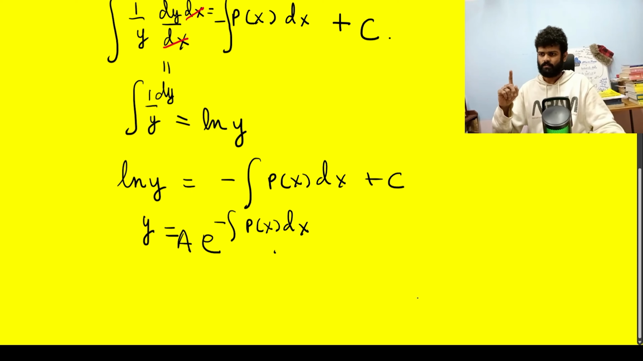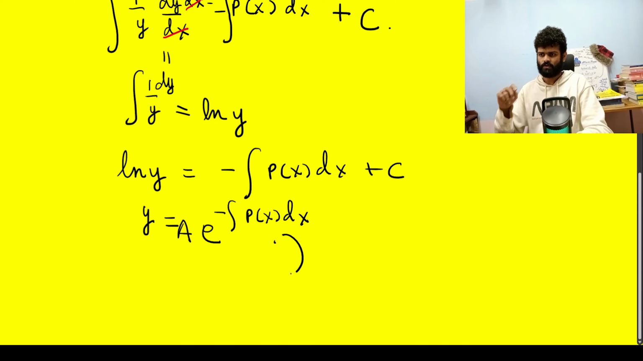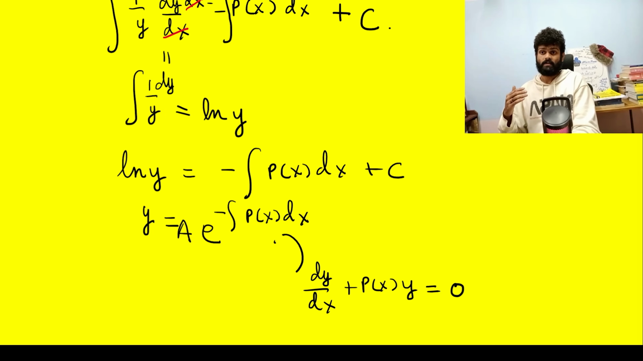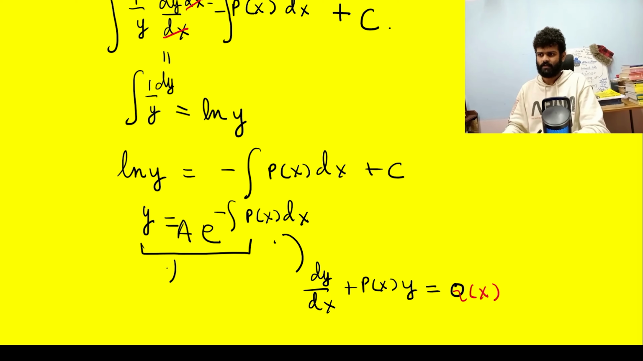Now, this is interesting because this is the solution of dy by dx plus p(x) y is equal to 0. But what I want to solve is the more general case when you have q(x). For this, I'm going to get inspired by this particular answer. You can see on the right hand side, it's e to the power minus integral p(x) dx. Well, you can bring this to the left hand side.